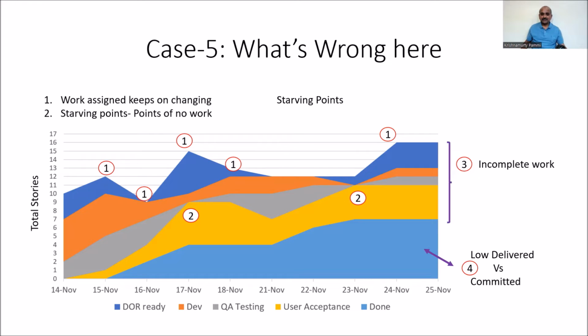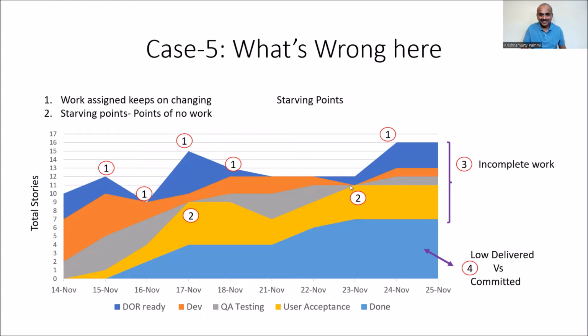Just because we are not able to expose them, people go uncaught. And because of which, at the end of the day, we are not able to deliver what we expect or what we have committed. So now if you see here, again, the gray line is coming to 0. This is a starving point. No work for QA here. Again here, no work. And here, developers also don't have work.